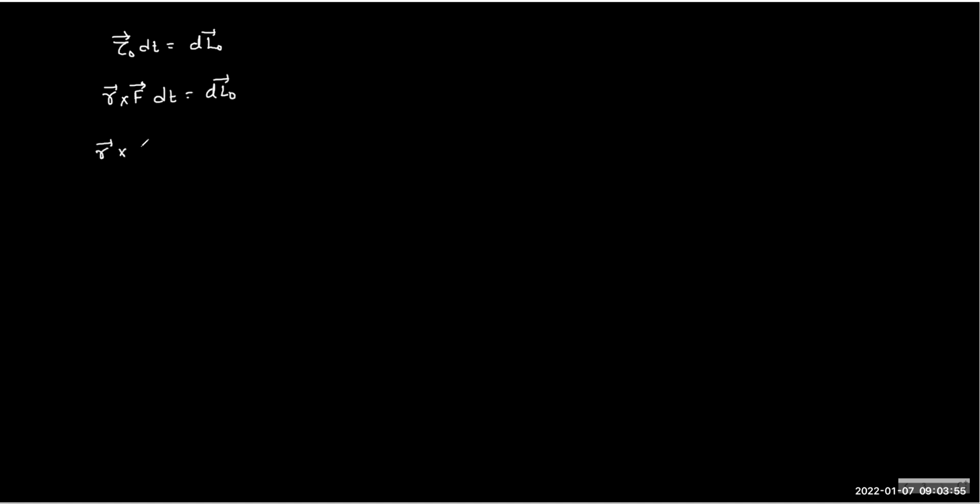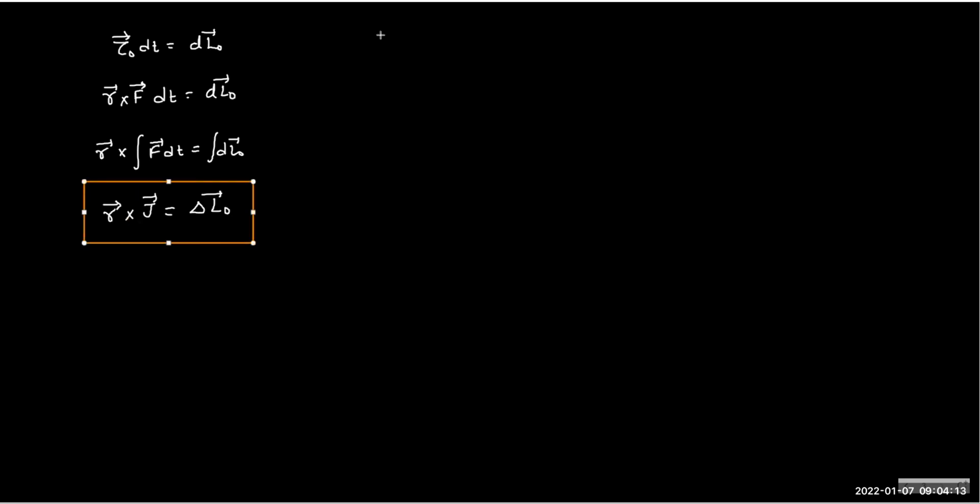And this term, if I integrate now, this is exactly the impulse, the linear impulse. So this is the other way of writing the angular momentum, angular impulse theorem. So what we can write is the linear impulse multiplied with the r vector, the r cross J, will be equal to the change in angular momentum about that point, the O point. Okay.